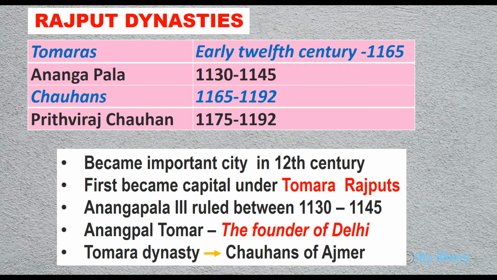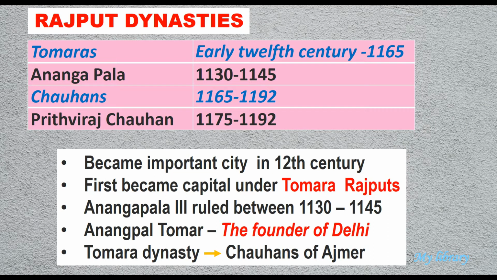Delhi became an important city only in the 12th century. Take a look at this table. Delhi first became the capital of a kingdom under the Tomara Rajputs. An important Tomara ruler, Anangapala III, ruled between 1130 and 1145. Anangapala Tomara is often described as the founder of Delhi.